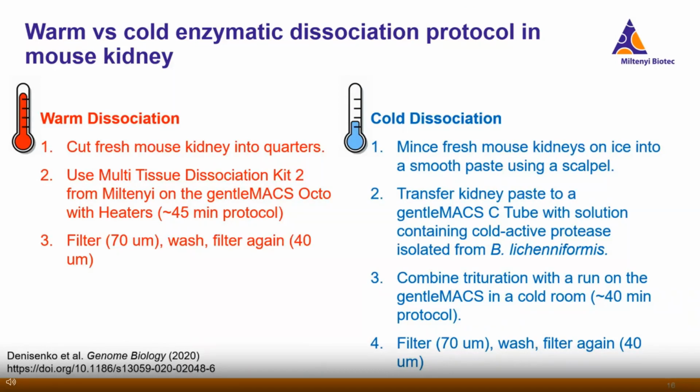The authors did not comment on total cell yield in the publication between these two different protocols, but in Miltenyi's experience, effective enzymes are a really important part of attaining good yield. And it's really unfortunate that a lot of people don't publish their cell yields when they publish methods. But typically with cold dissociation, I think it's fair to expect a lower cell yield than you would get with warm dissociation.